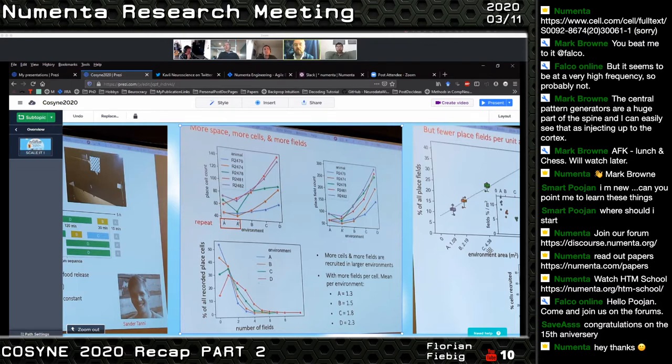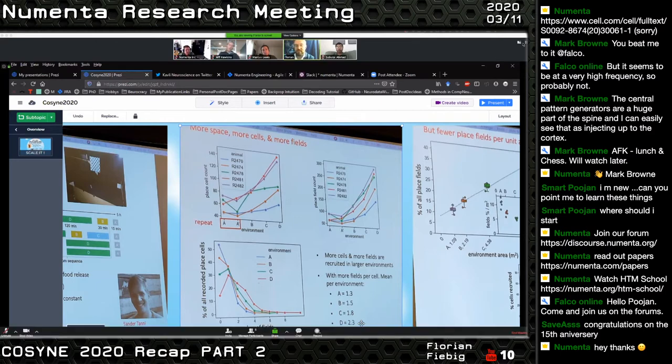increasingly, they have more than one field in the big room. You can see that in the lower left plot here, where in the D environment, the average place cell has more than two firing fields. Potentially, if you grow this out to real environments for roaming rodents on the scale of a kilometer or something, there would be many, many, many firing fields, of course.